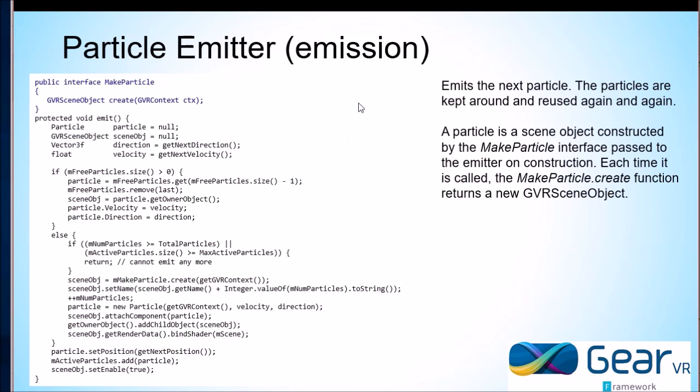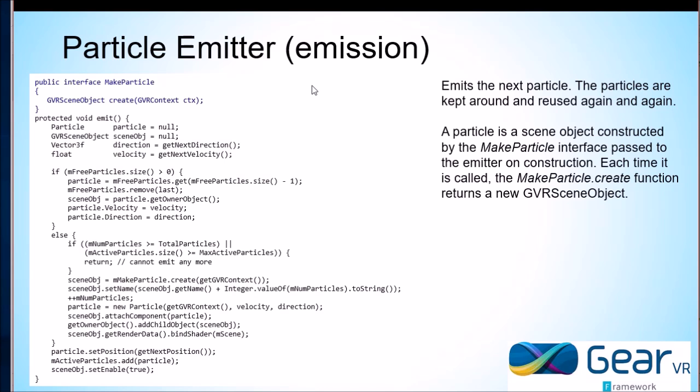Now, the particle emitter itself will have an emit function, and this is the function that we have to emit the next particle. And these particles are kept around over and over again. So the total particles gives you the total number of particles you will ever emit, upon which you will reuse particles as they become available. So we have a free particles list and an active particles list. The active particles list is the ones that are in the scene right now that are actually moving, and then the free particles list are ones that are available to be reused that have already been made, but now they're not being used anymore.